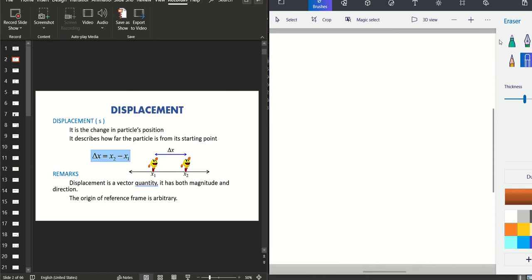So, first term, we have reference frame. Now, we have displacement. Okay? I'm quite sure that this has been tackled by JB already, but I'm going to make a review. So, what's the difference between distance and displacement? What's the difference between the two?